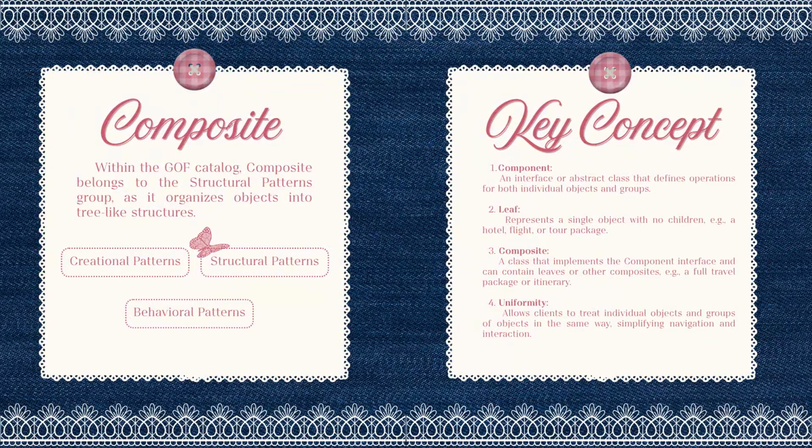Composite within the GOF catalog. Composite belongs to the structural pattern group, and the GOF catalog organizes patterns into three groups: creational pattern, structural pattern, behavioral pattern.